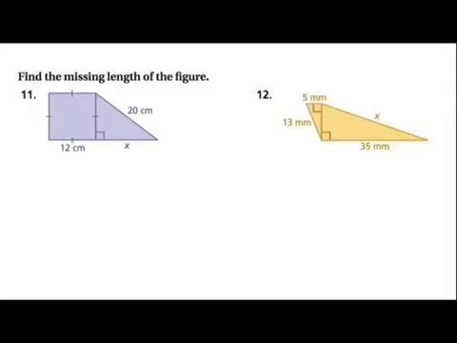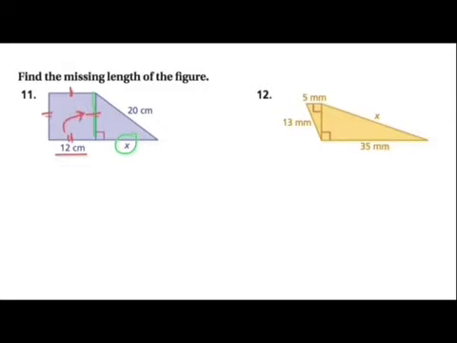All right, for number 11, we're trying to figure out the missing length of the figure. So for this one, our missing length is that guy right there. In order to figure him out using the Pythagorean theorem, we need to know what the length of this is right here. Well, when you're looking at a square here, and we have these little marks, this just means that each of these lines is the same length. And so if we know that this one is 12 centimeters, then we also know that this one is 12 centimeters.